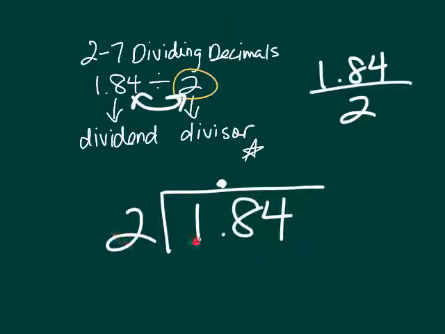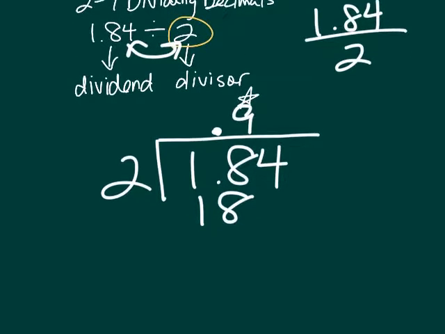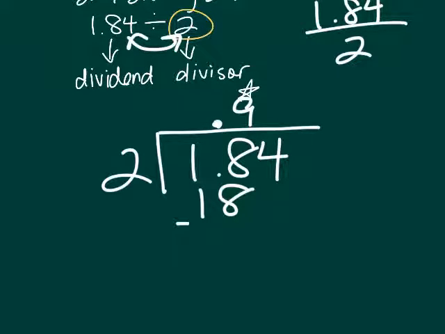So can we put 2 into 1? No, we can't do that. So now we move one space over. Can we put 2 into 18? Yes, we can, 9 times. 9 times 2 is 18. You don't need to worry about that decimal because we already know where it's going to end up, so we can just ignore it for now. We're going to subtract that. We get 0. Now we bring down the next place, which would be a 4.